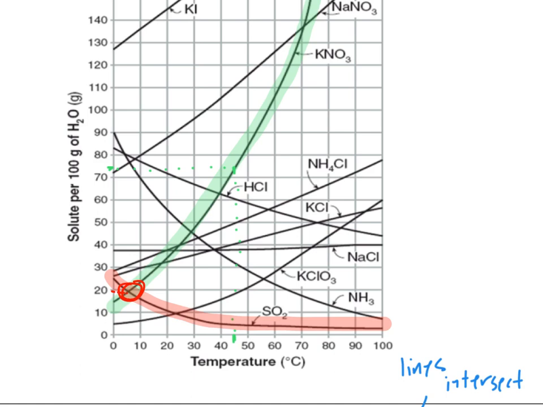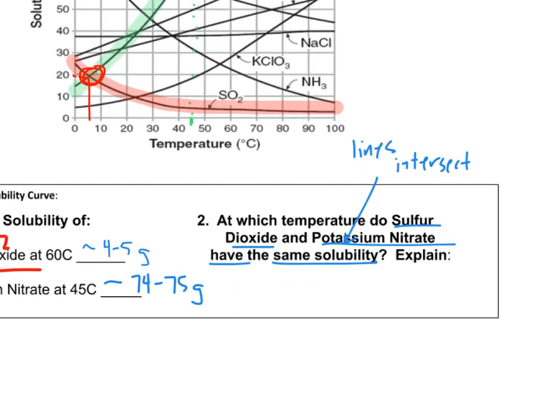x-axis. Let me try to draw that line a little bit better. There. It looks like it's slightly more than 5, I would say maybe 6 or 7 degrees Celsius. So I'll say between 6 and 7 degrees Celsius is where their lines intersect. That's the point where they have the same solubility.